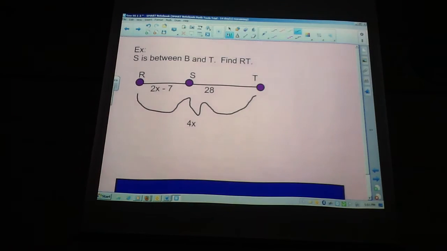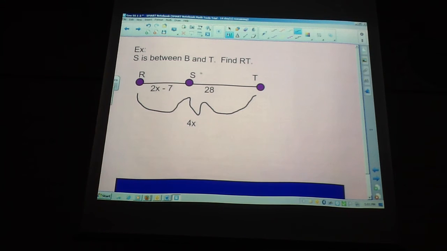So I think we have one more example based off of this. So I flip the page over, and it says S is between B and T. So notice S is just somewhere in between. I guess that should be B, so I'm going to fix that real quick. Actually, this is probably the typo right here. It should be between R and T. Alright, so RS is 2x minus 7, and ST is 28, and the entire length is 4x.